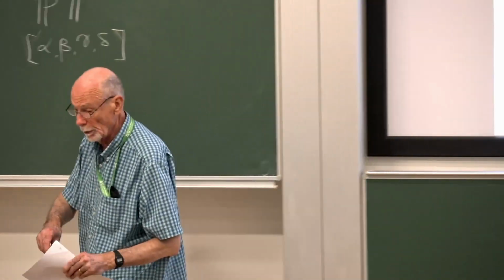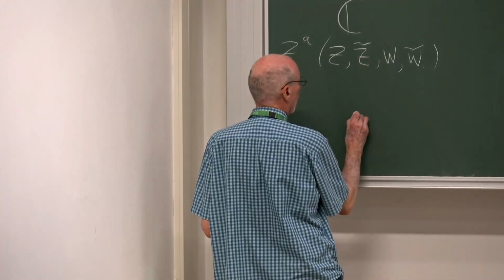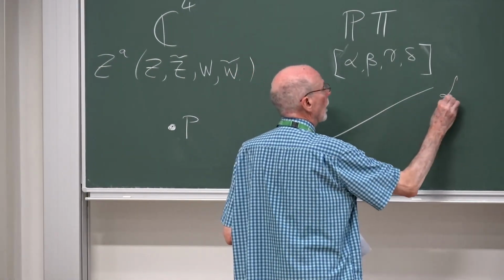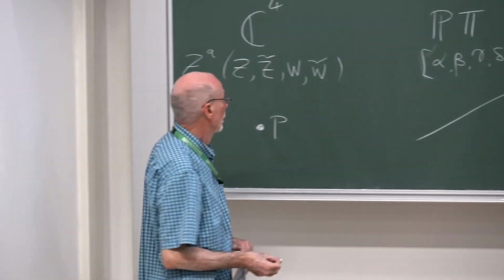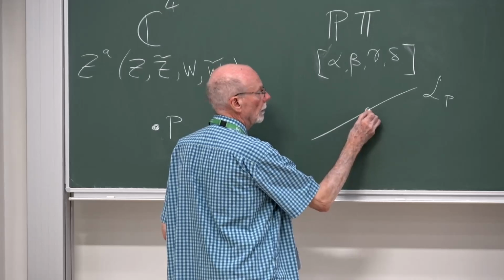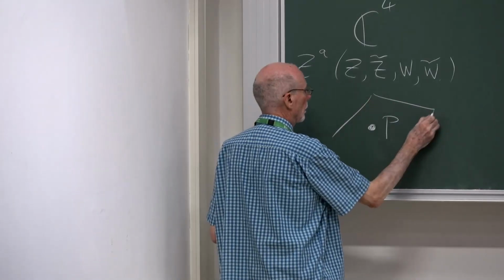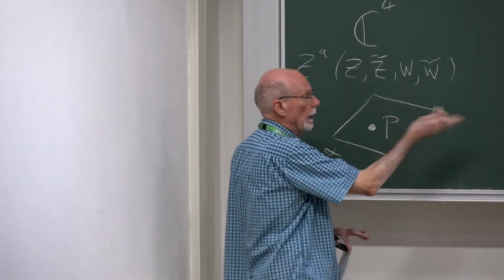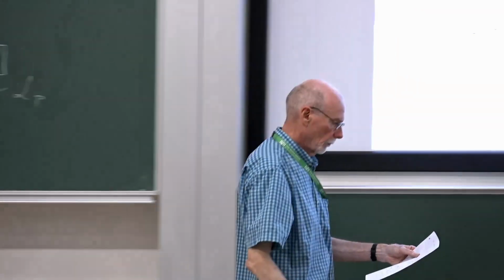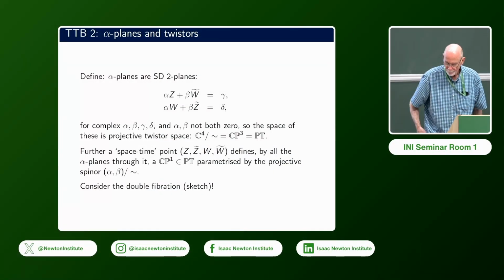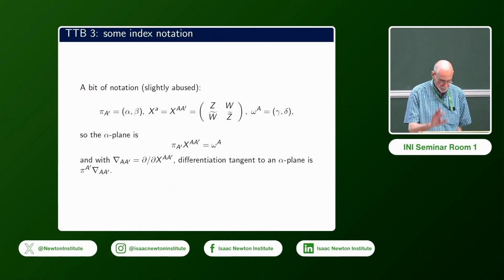And it's worth putting a little bit more in. If I've got a point over here, then it's going to correspond to a line over here. And if I've got a point over here, it's going to be an alpha plane over here. And that's the sort of to and fro correspondence that is one of the nice features of this. Okay. Right, I've done that bit.